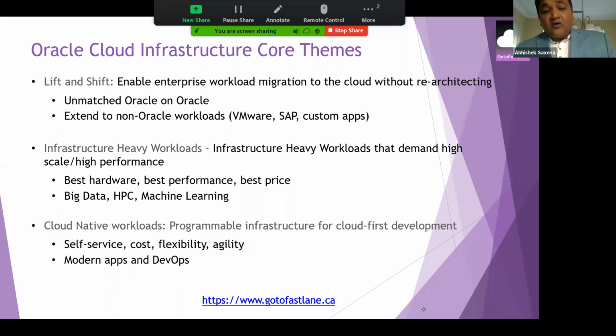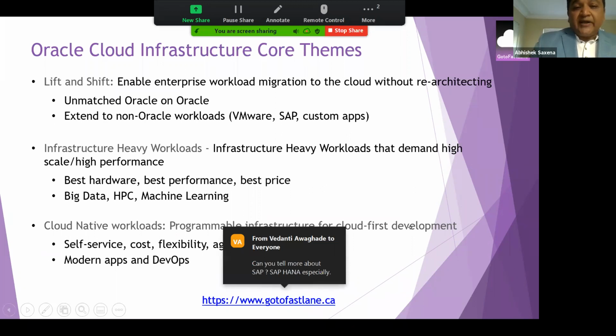Third is cloud native workload. Programmable infrastructure for cloud first development, self-service, cost, flexibility, agility. You can develop any kind of application based on your DevOps experience. Anything you want to ask more on this?